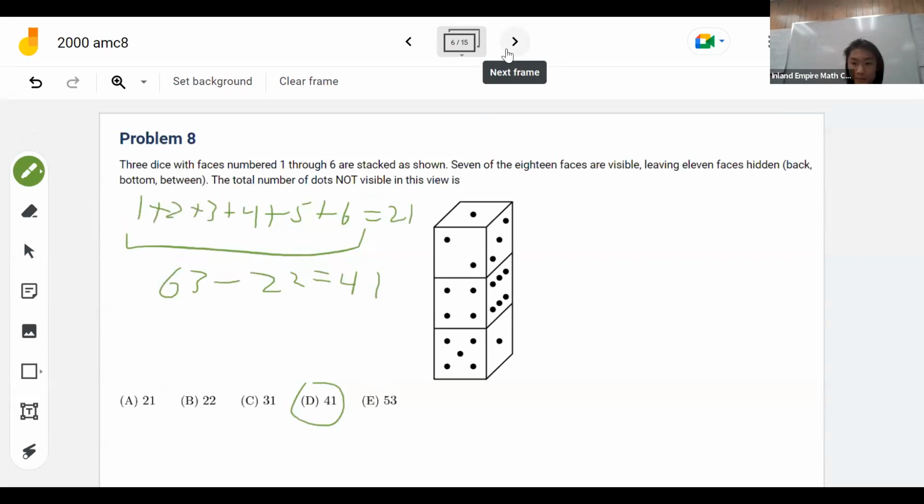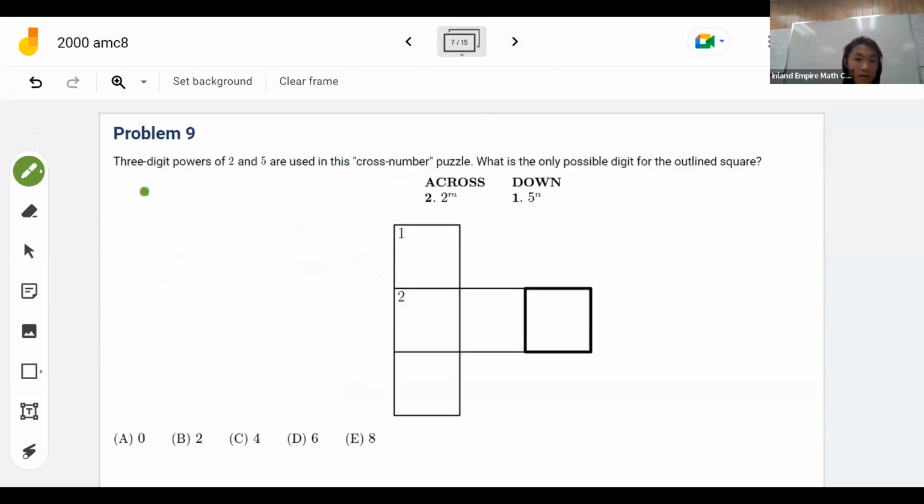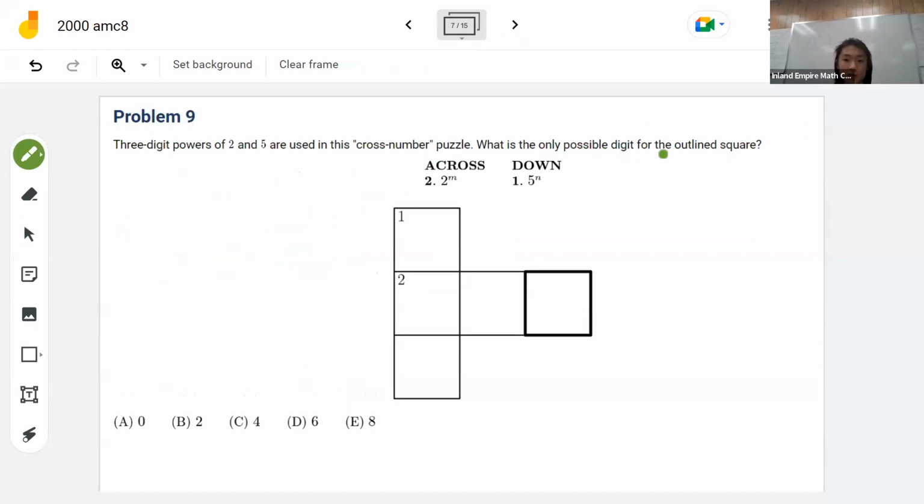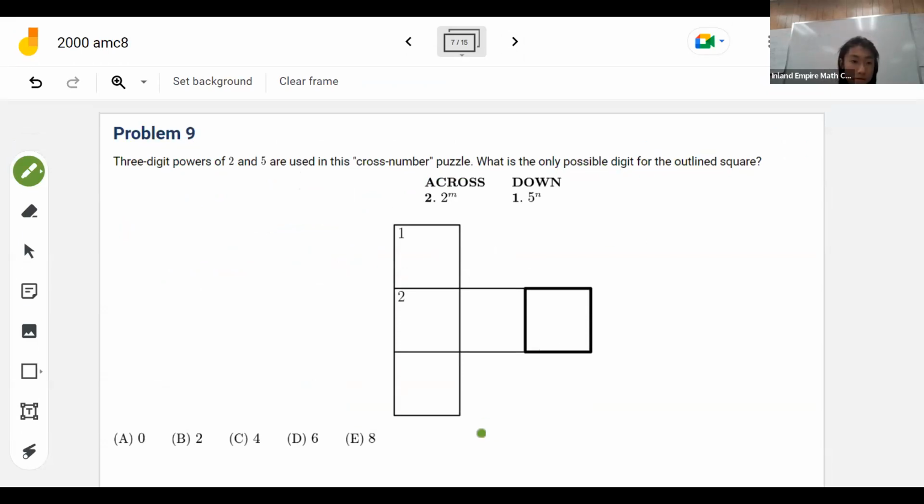So problem 9. 3-digit powers of 2 and 5 are used in this cross number puzzle. What is the only possible digit for the outlined square? This is a cross number puzzle, so it's kind of similar to a crossword. So you have across and down.